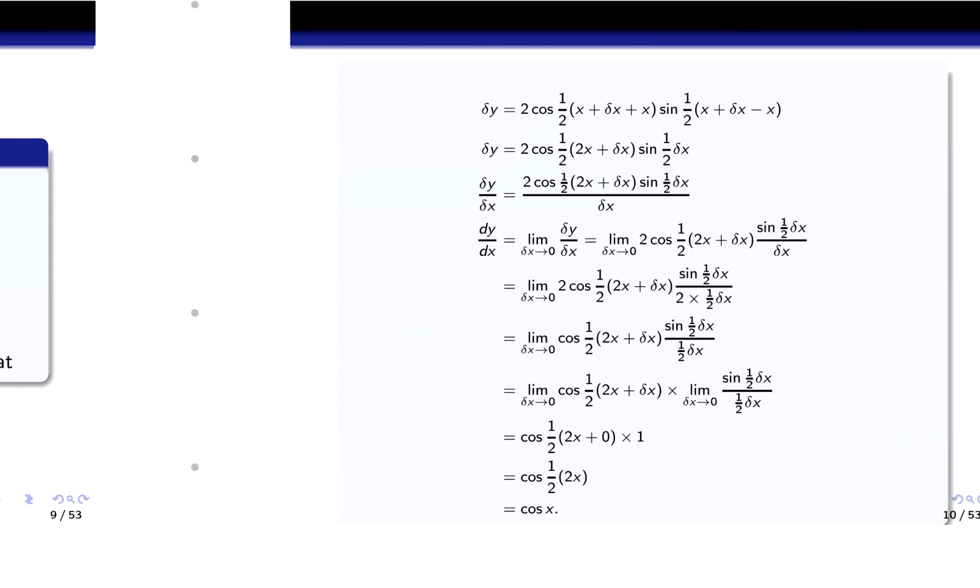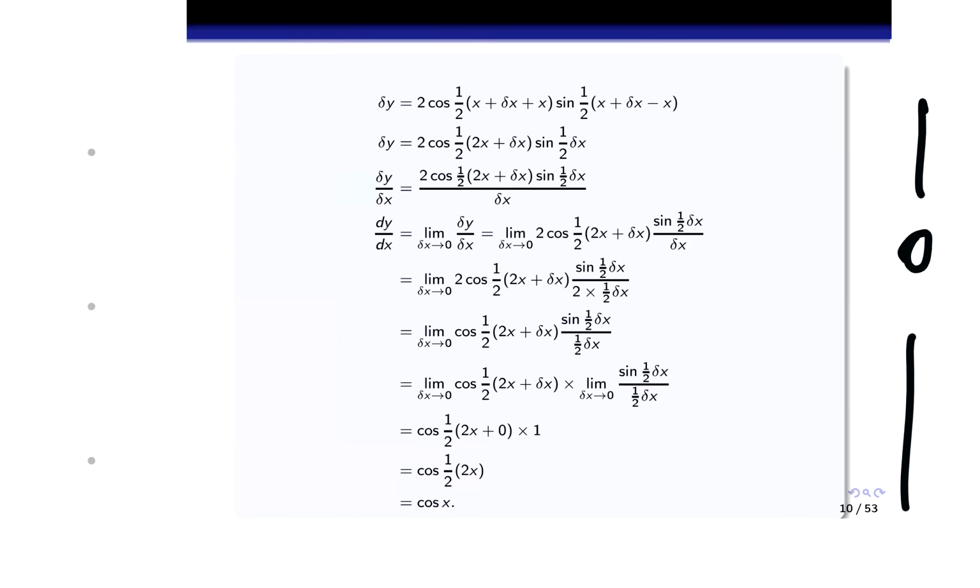We have it that now delta y, like you've seen, is 2 cos half of x plus delta x plus x. That's what I just did now. Sine half of x plus delta x minus x. So then you need to tidy things up. So x plus x is 2x. Then you have delta x here. x minus x, then you have delta x left. So now things are a bit tidier than when you had sine of x plus delta x minus sine x.